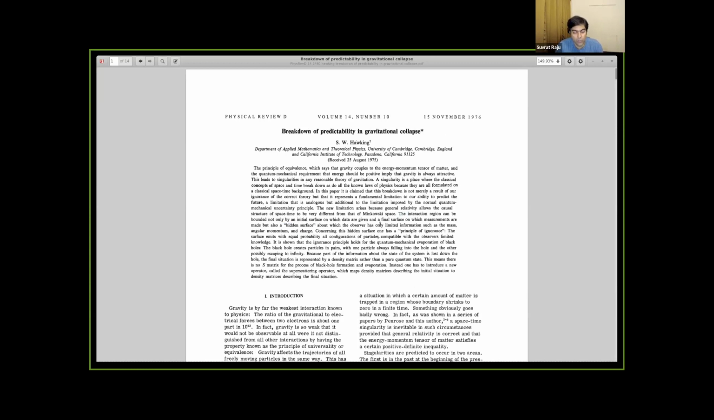And he says the observer would have only limited information about what's happening inside the black hole, and would only know about the mass, angular momentum, and charge. Most importantly, he says concerning this hidden surface, one has a principle of ignorance. You can open this paper, and I recommend that all of you should read it. If you read the paper, you will find a lot of importance is given to this principle of ignorance. And in the end, it's shown that this ignorance principle holds for quantum mechanical evaporation of black holes.